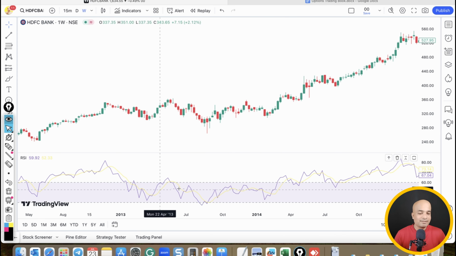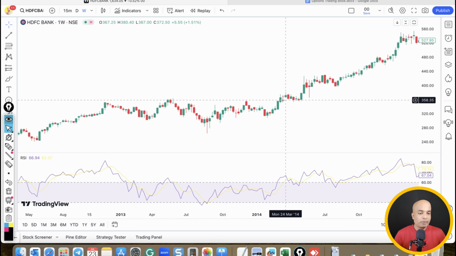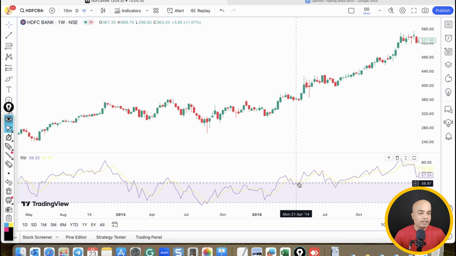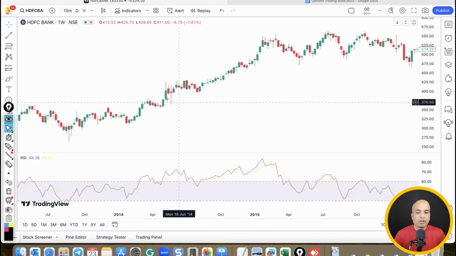You can see RSI stayed between 40 and 60. Again, from here, the price broke out from the resistance zone and it started moving up, taking a support at this level. See, from here, RSI started moving above 60.